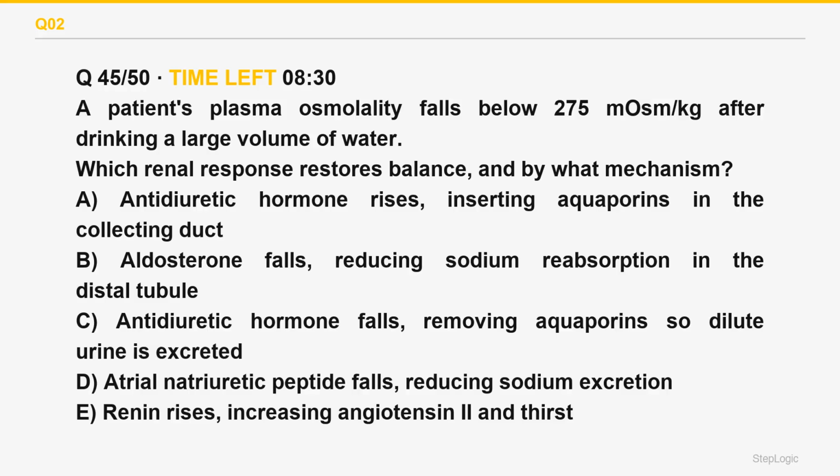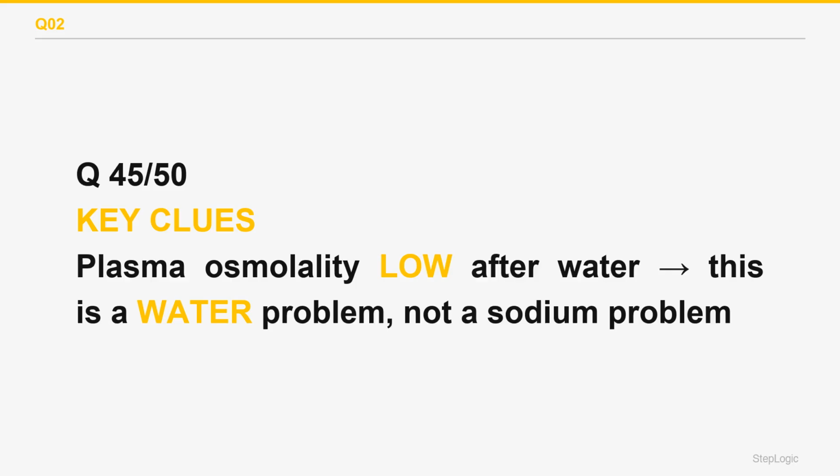Which renal response restores balance, and by what mechanism? A patient's plasma osmolality falls below 275 milliosmoles per kilogram after drinking a large volume of water. Read the command, the response, and its mechanism. Water balance and sodium balance are controlled by different hormones, and mixing them is the standard error.